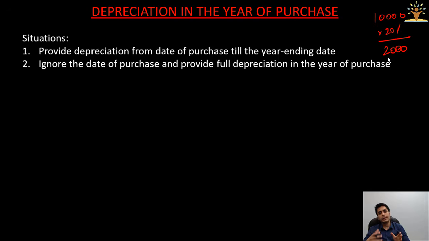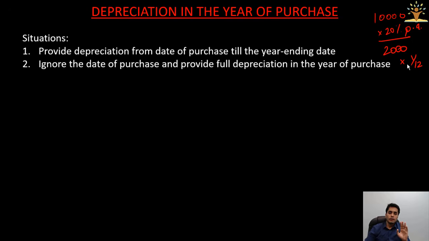But have I used that machinery for the entire year? No, this rate of 20% is usually per annum. So by that logic, 2000 depreciation cannot be given for just using the asset for 1 month. Hence, we need to calculate depreciation pro rata based on the number of months you used the asset for. So into 1 by 12. This is a very simple example.